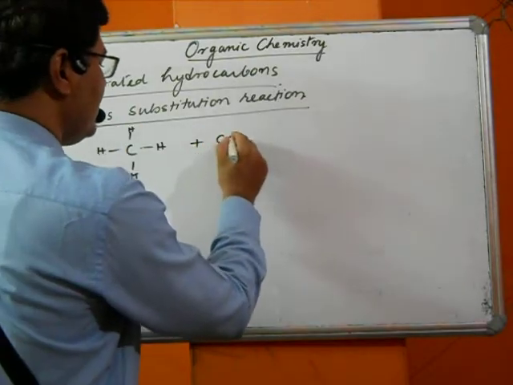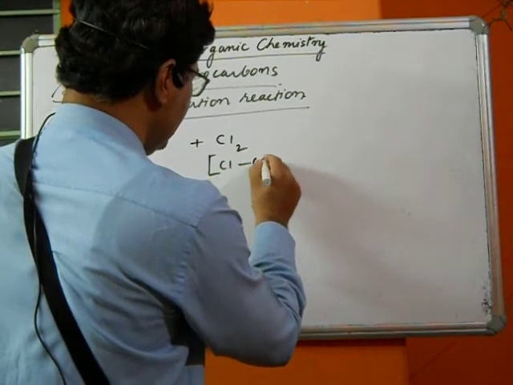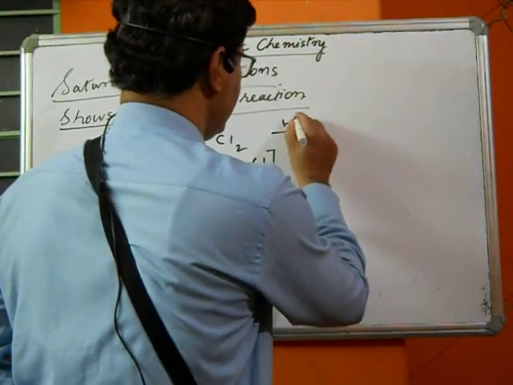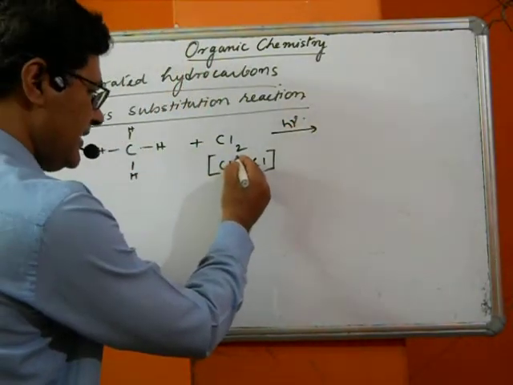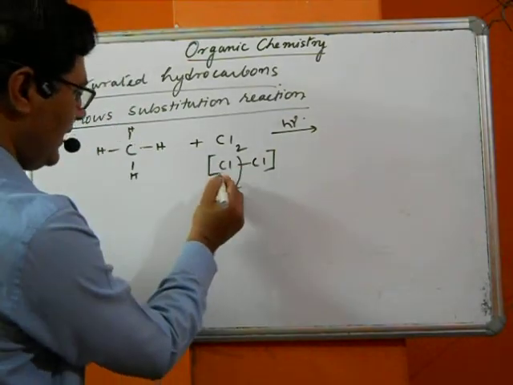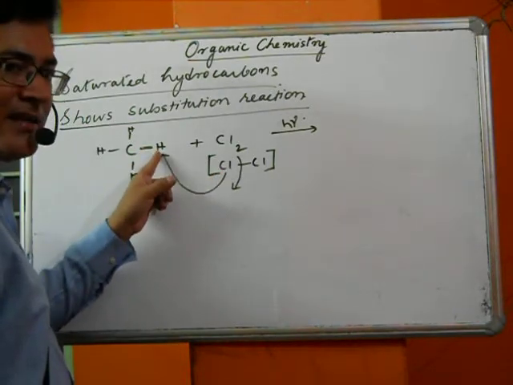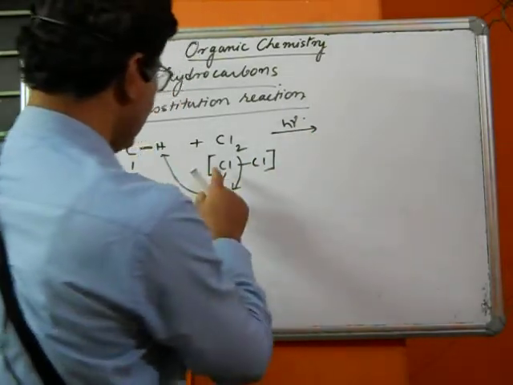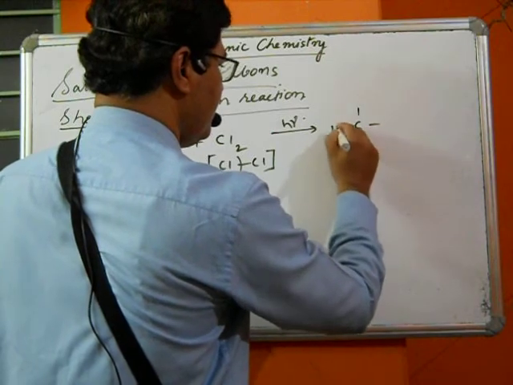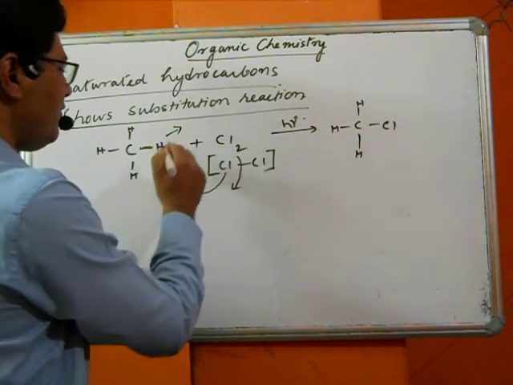It reacted with what? Chlorine. For our easiness, we will write this one as Cl-Cl. Okay, right? Now in presence of sunlight, what happens? First, this bond breaks. One chlorine atom comes and attacks this hydrogen. So what happens? The chlorine comes and takes the place of hydrogen. Right? Now the hydrogen is pushed off.